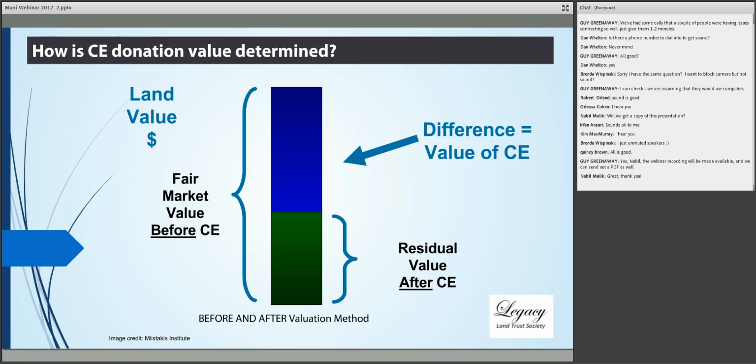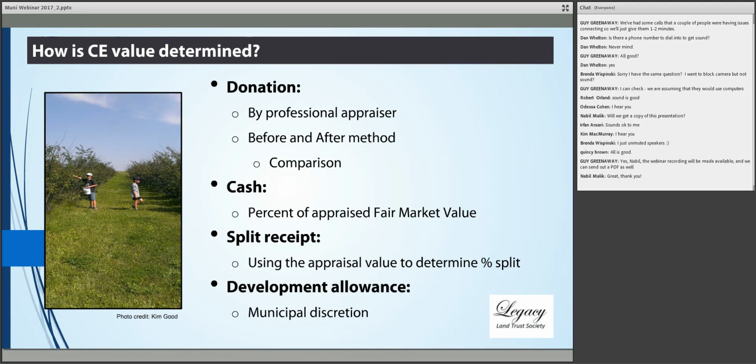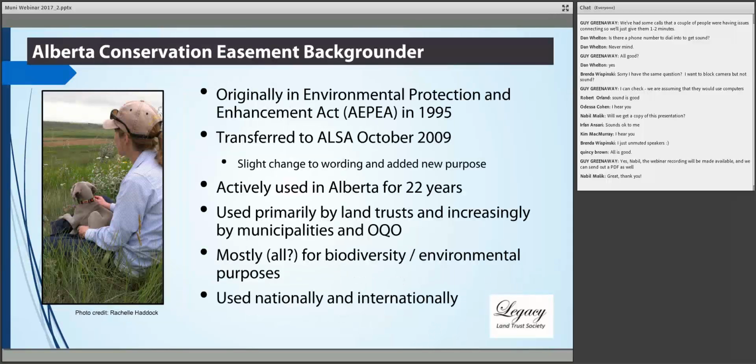If there's a cash payment being made, it likely would not be that difference, right? The difference is often greater than what land trusts are capable of paying. So as I mentioned before, it would be a percentage for the cash payment. It would be a percentage of that blue diagram rather than the whole thing. The conservation easement value is what would be used to determine the percentage of the split receipt that would be paid and what would be taken as tax receipt, and then the municipal discretion, of course, again on the development allowance.